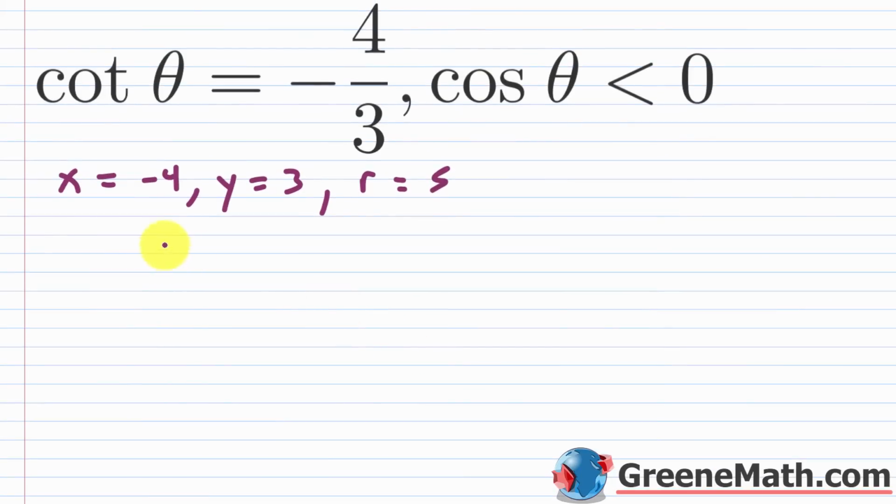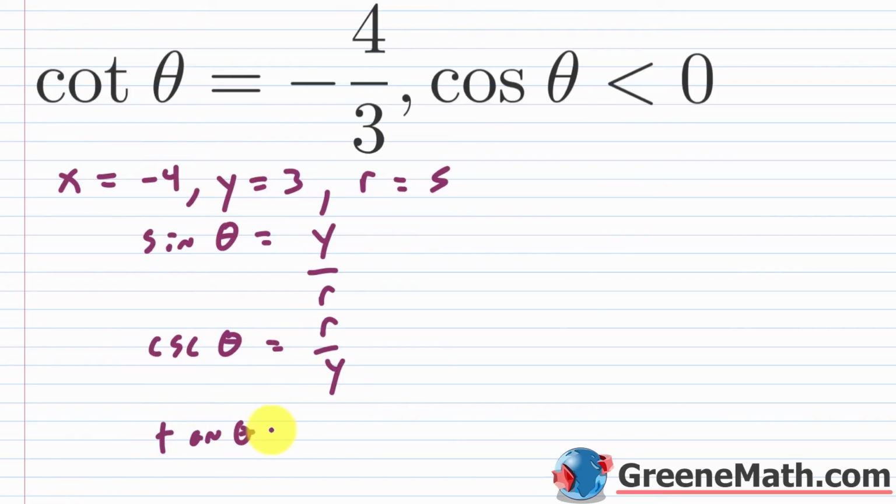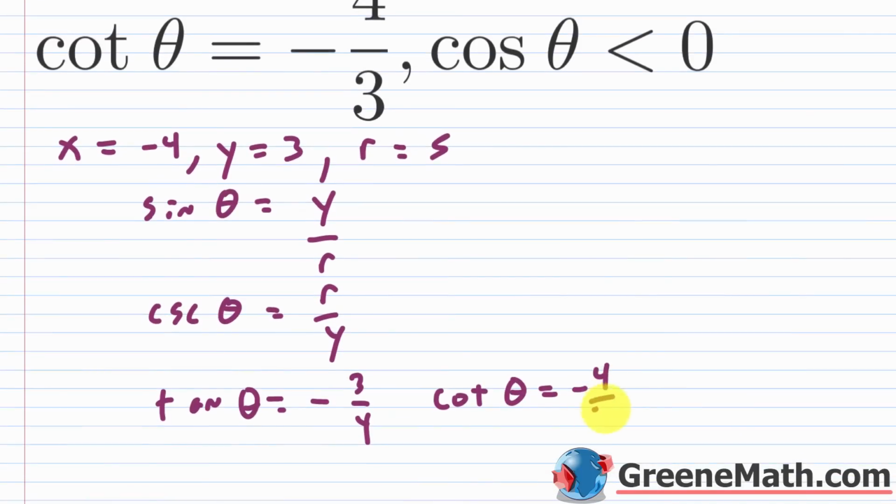So let's go through and write everything out. So we have the sine of theta is y over r. And then you have your cosecant of theta, which is r over y. And then you have your tangent of theta, which is y over x. But again, you can just flip the cotangent of theta. So this is just -3/4. So we already have that one. Let me make this a little bit better. And then let me write this over here. So the cotangent of theta, just so we have it, this is going to be -4/3 like this.